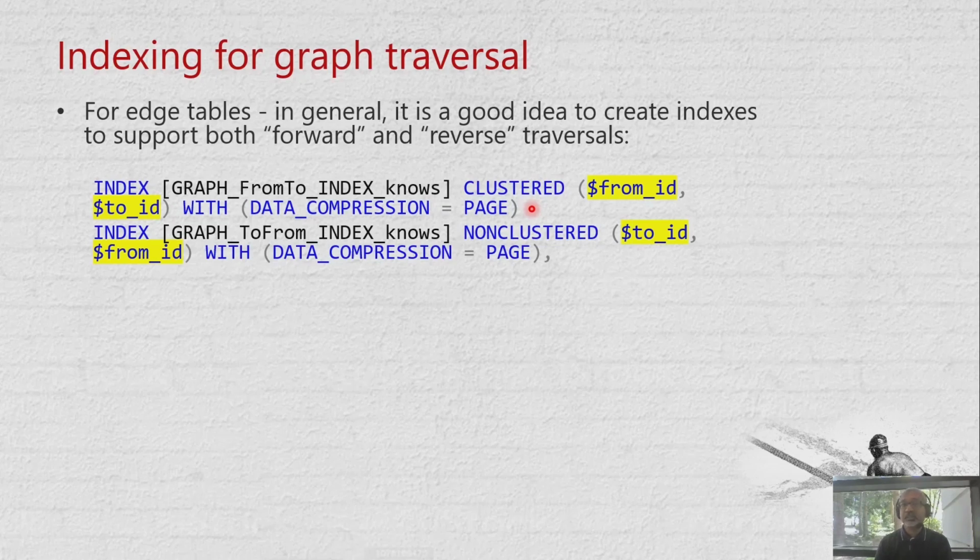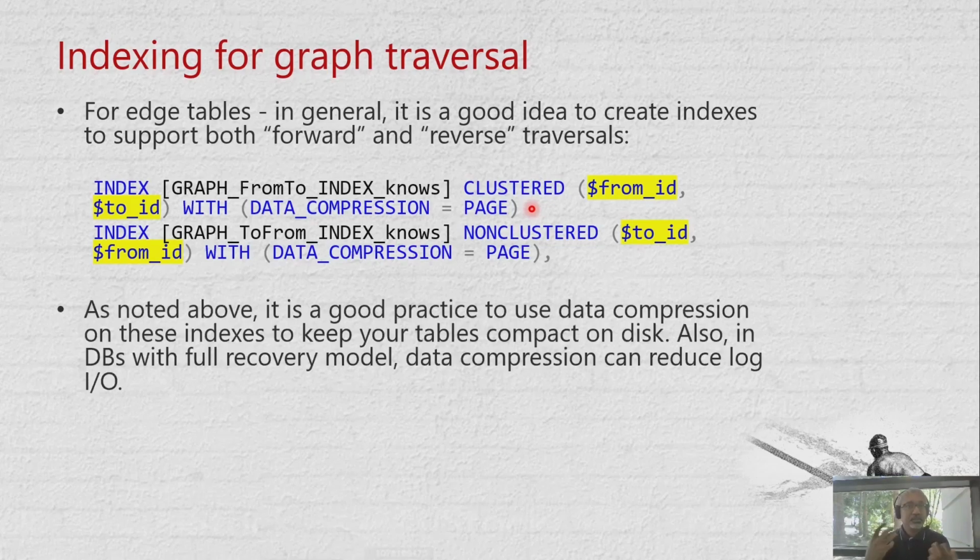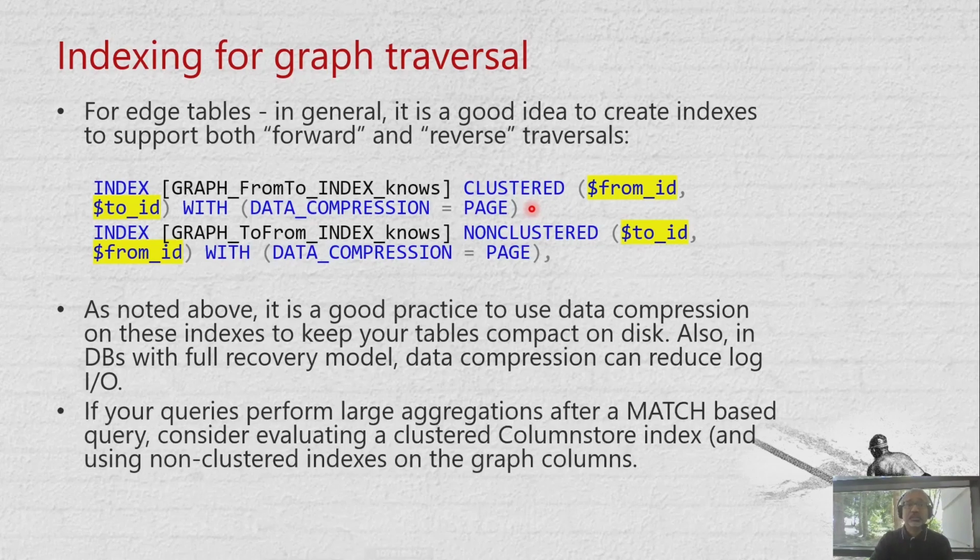With shortest path queries, internally shortest path can actually pick either of the directions to traverse in. So consider creating both these indexes proactively rather than having to wait for a query tuning type opportunity to come up. As I said earlier as well, keep page compression if you can. In some cases, you can also consider using clustered column store index if needed, because clustered column store indexes can greatly cut down on the time it might take to do aggregations on the result set coming out of a match or a match with a shortest path.